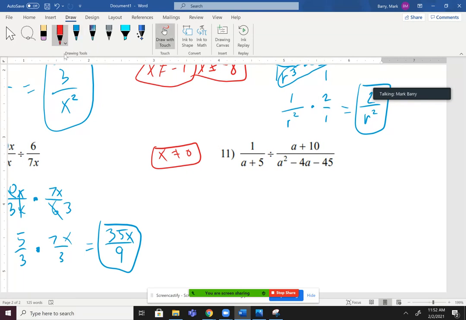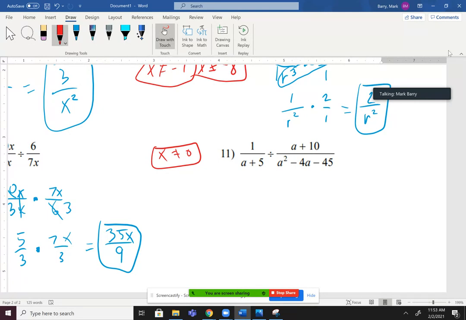Okay, next up here on number 11, we really need to make sure on this one that we find our excluded values first. This is definitely a case where after we flip this, it's going to change what's on top and what's on bottom here. So I need to find my excluded values first before I flip it.